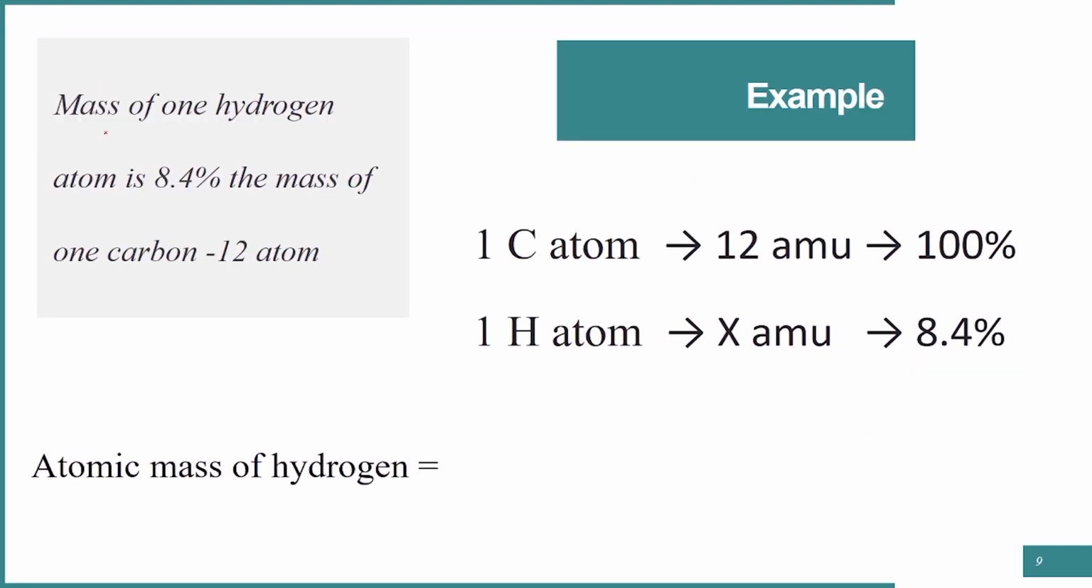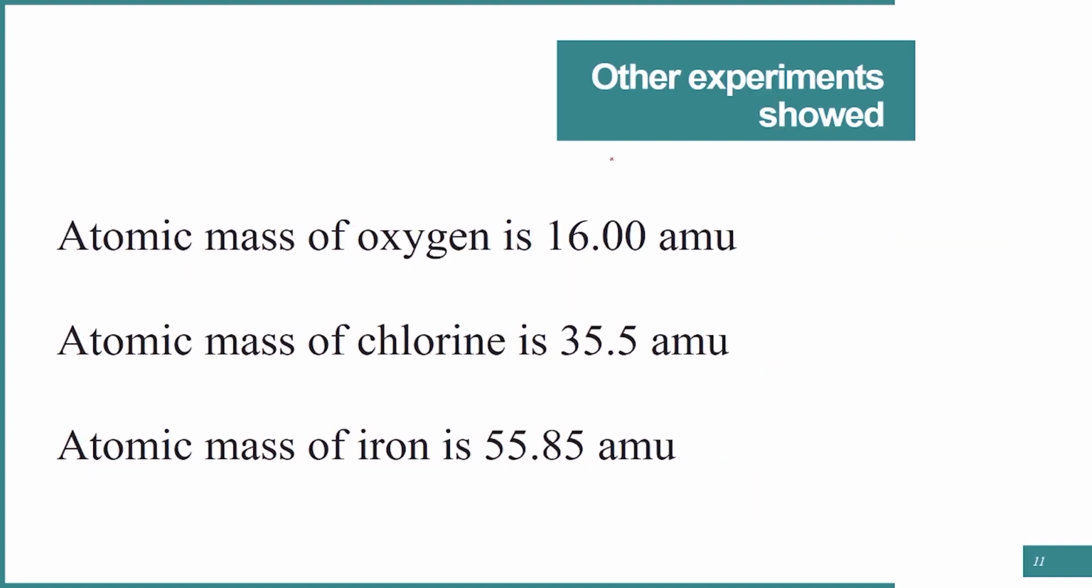For example, experiments showed that, on average, the mass of one hydrogen atom is 8.4% the mass of a carbon-12 atom. This means if the mass of one carbon-12 atom is said to be 12 atomic mass units, AMU, the mass of the hydrogen must be equal to 8.4 multiplied by 12 divided by 100, because it's a percentage, which is equal to 1.008 atomic mass units.